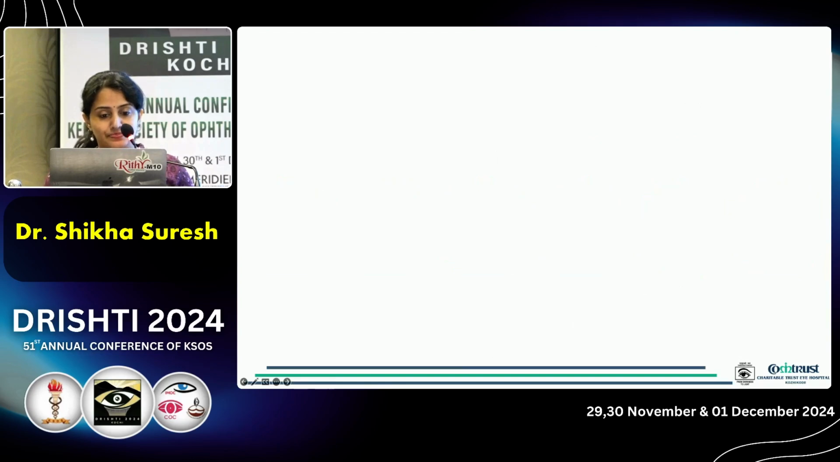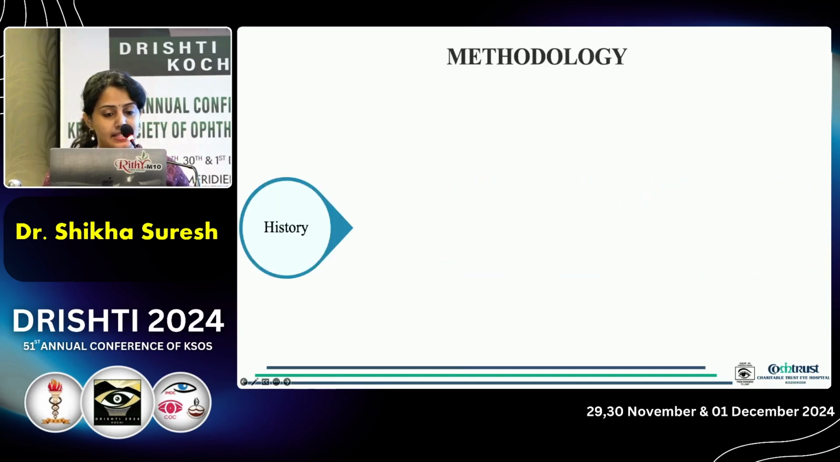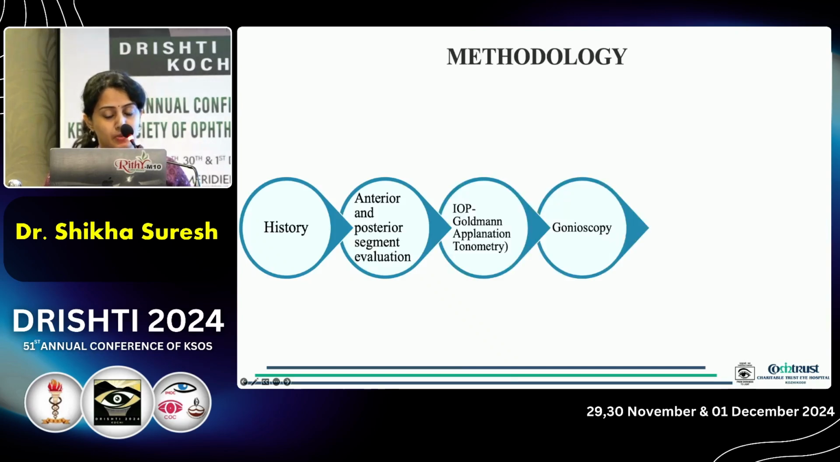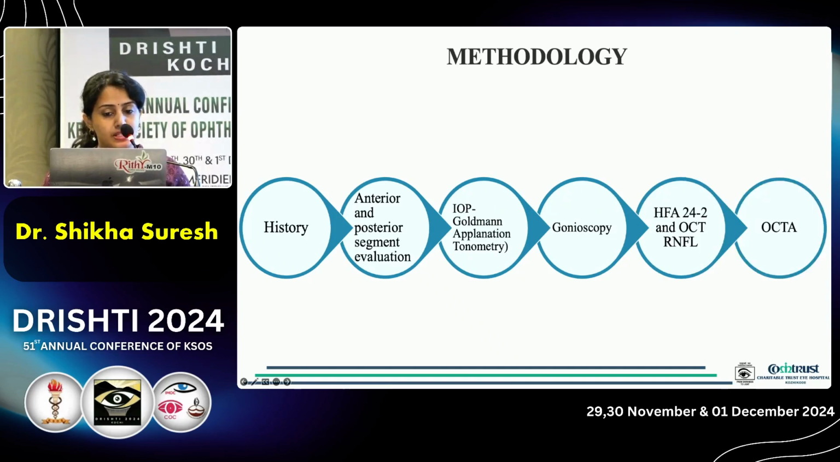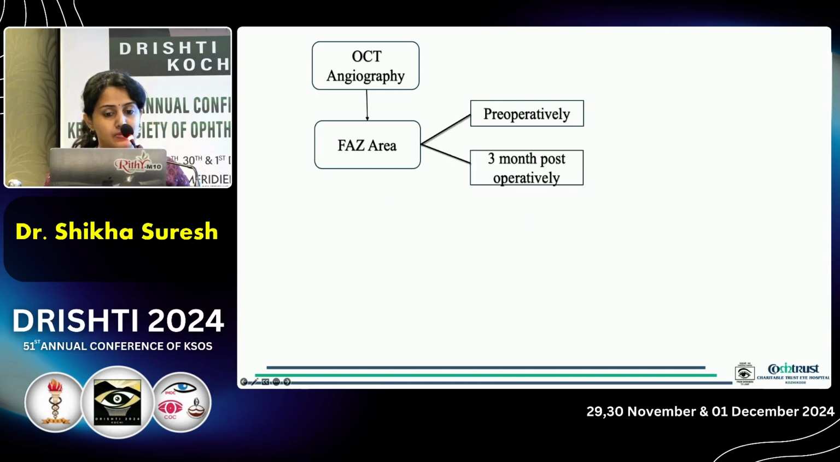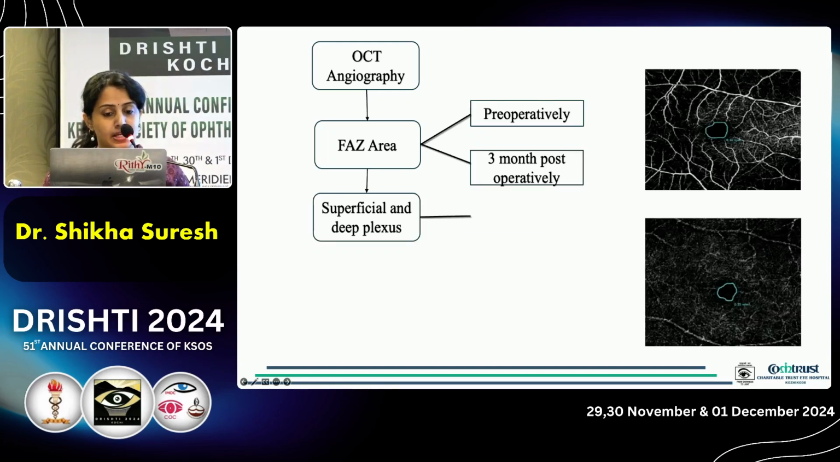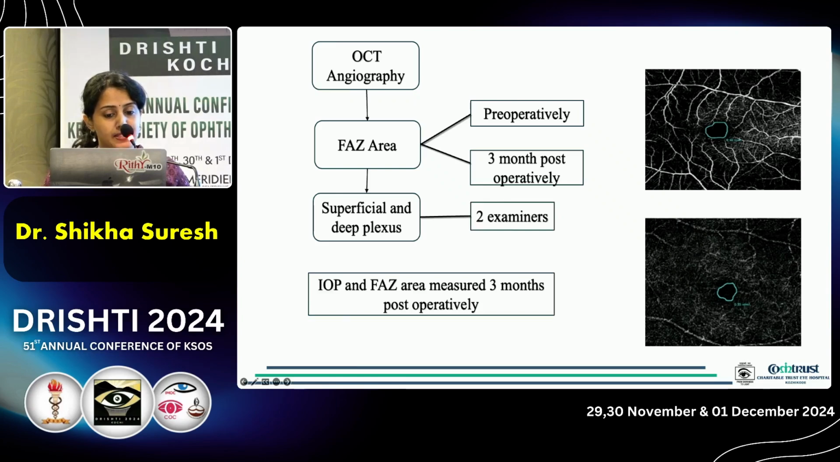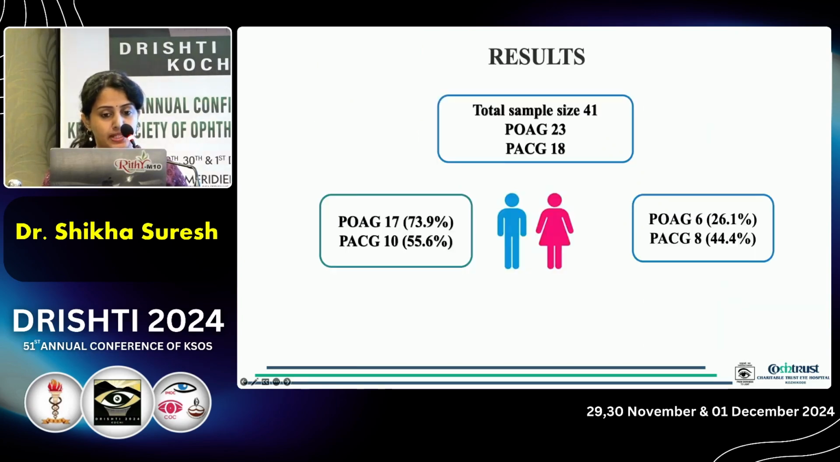All patients underwent a detailed history. Anterior and posterior segment evaluation was done. IOP and gonioscopy were done. HFA and OCT RNFL were taken and they underwent OCT angiography. OCT angiography was used to assess foveal avascular zone area preoperatively as well as 3 months postoperatively. In both superficial as well as deep plexus, 2 examiners manually measured the foveal contours and the average of the 2 readings was taken. IOP and FAZ area were measured 3 months postoperatively.